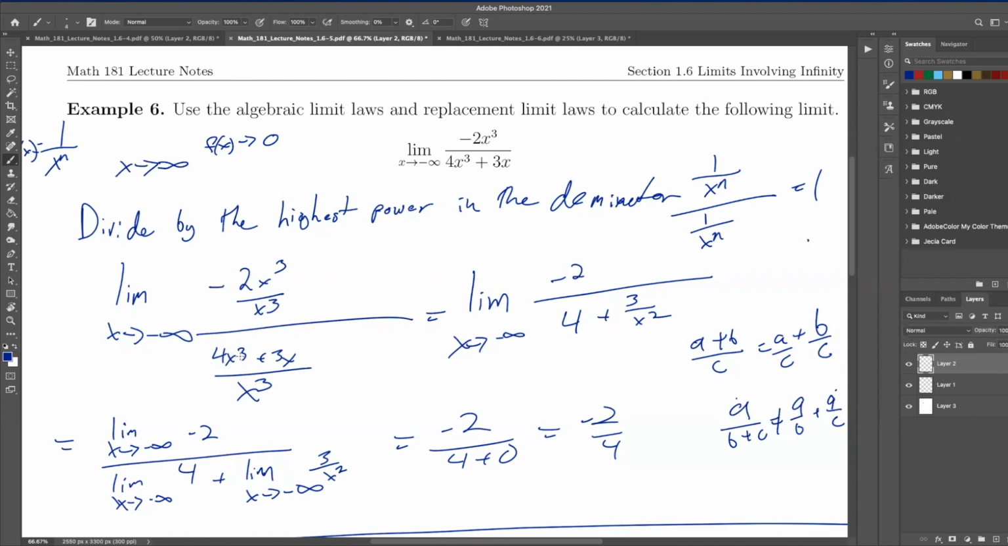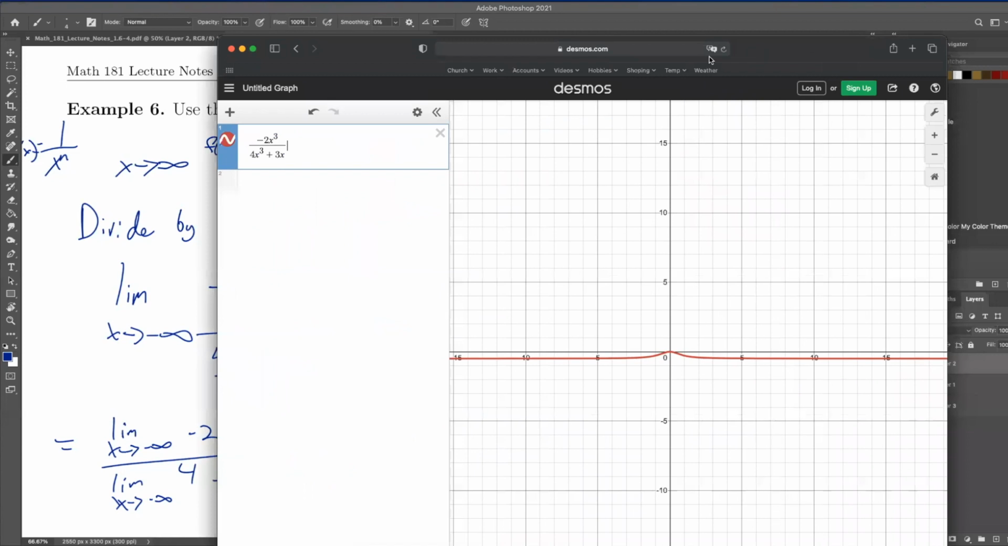So x cubed divided by x cubed is just 1, so I get the 4. And then 3x over x cubed just gives me 3 over x squared. And minus 2 over 4 looks like a negative half, but let's look at this real quick.